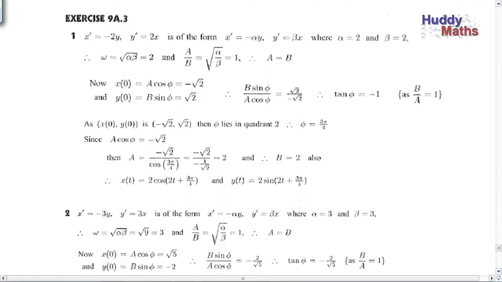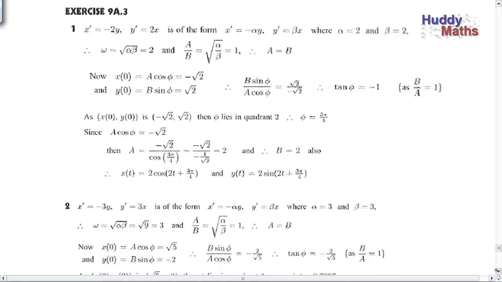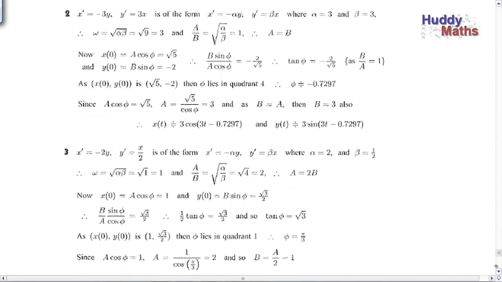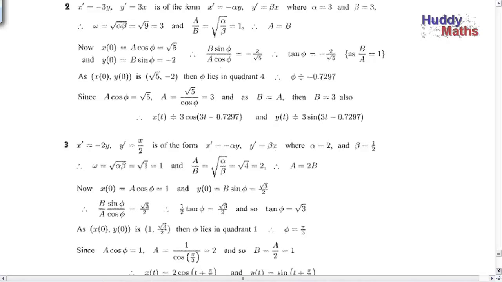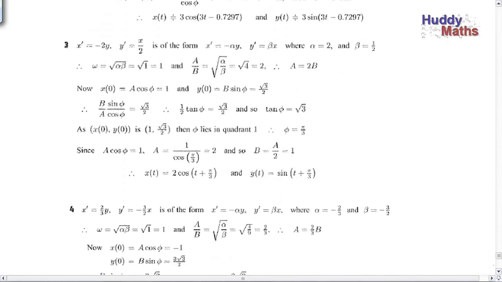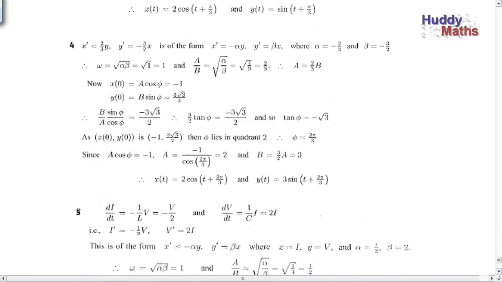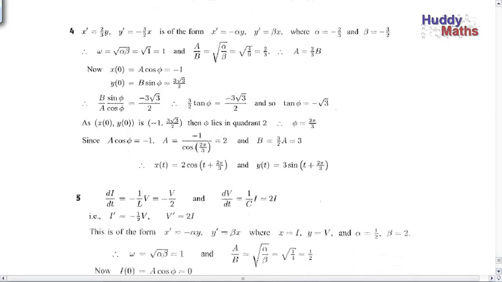Okay, so there's question 1. Check it all out, it's the same stuff there. And then question 2. The rest of 3. So we'll look at question 4. And question 5.